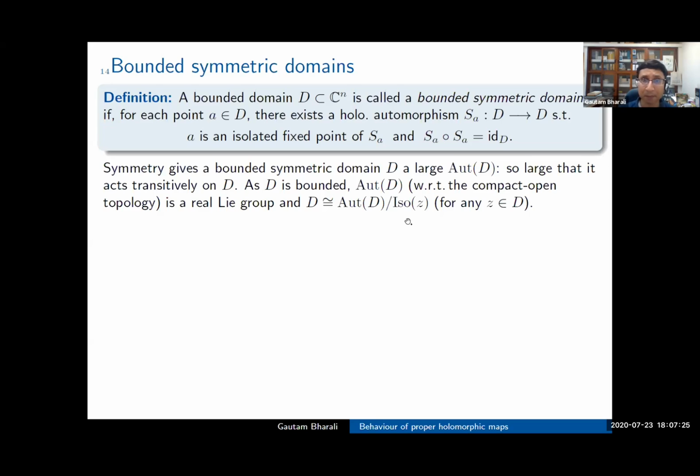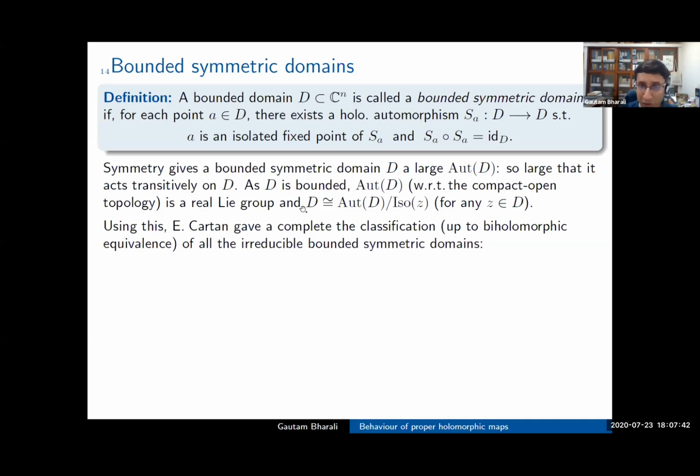This is the subgroup of Aut D that fixes Z. And I don't need to care what Z is because Aut D acts transitively, so every isotropy subgroup is isomorphic to every other. Using this, Elie Cartan, the other Cartan in our talk, Cartan the elder, gave a complete classification, in the sense of mathematics, up to holomorphic equivalence.